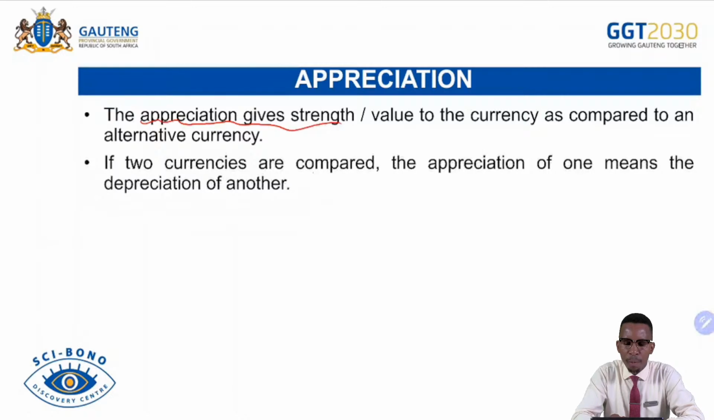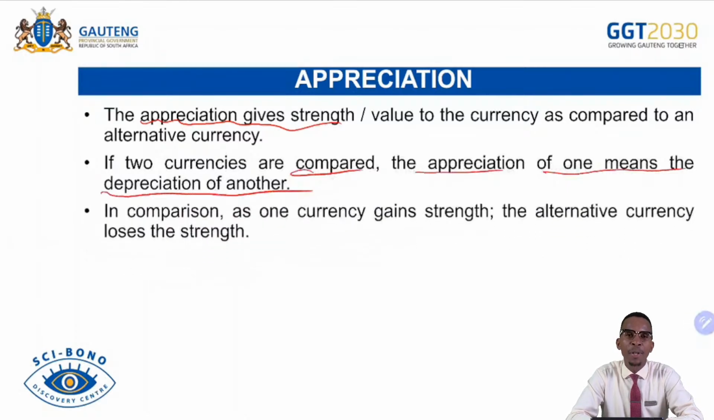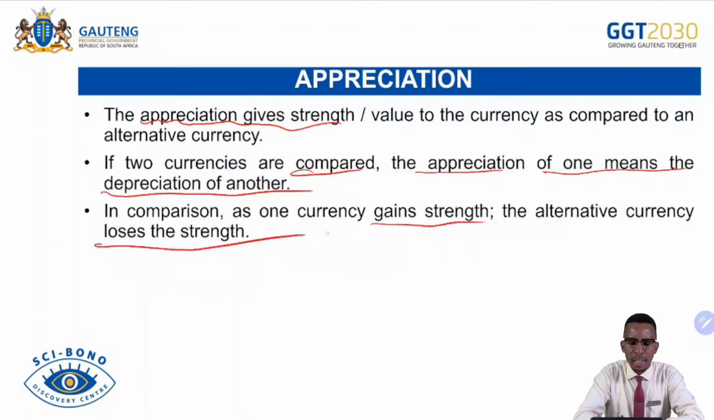If two currencies are compared, the appreciation of one currency means the depreciation of the other currency, like I've mentioned before. If one currency appreciates against another one, that other one is depreciating. In comparison, as one currency gains strength, the other currency is losing strength. They can't both be gaining strength at the same time. If one is gaining strength, the other is losing strength.